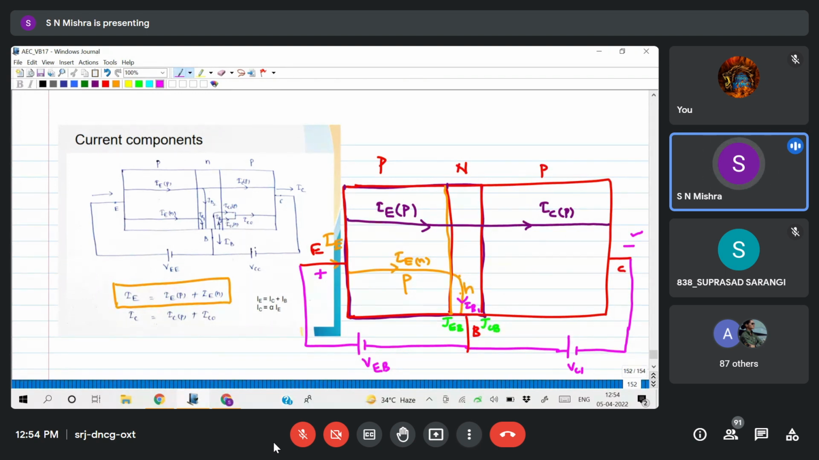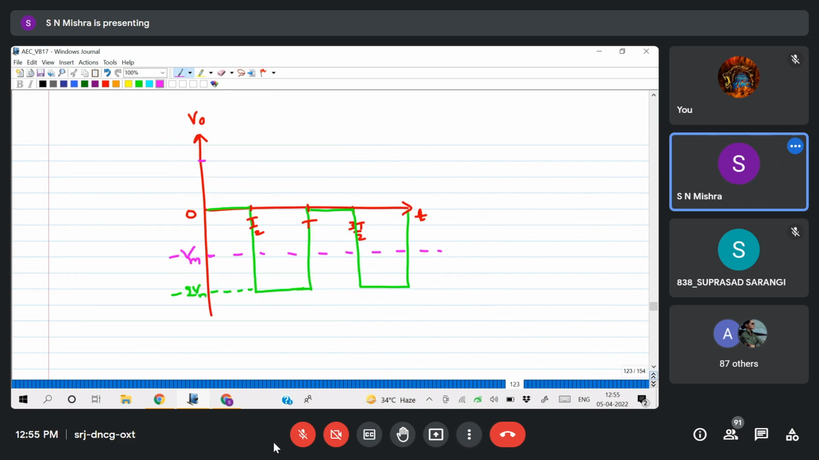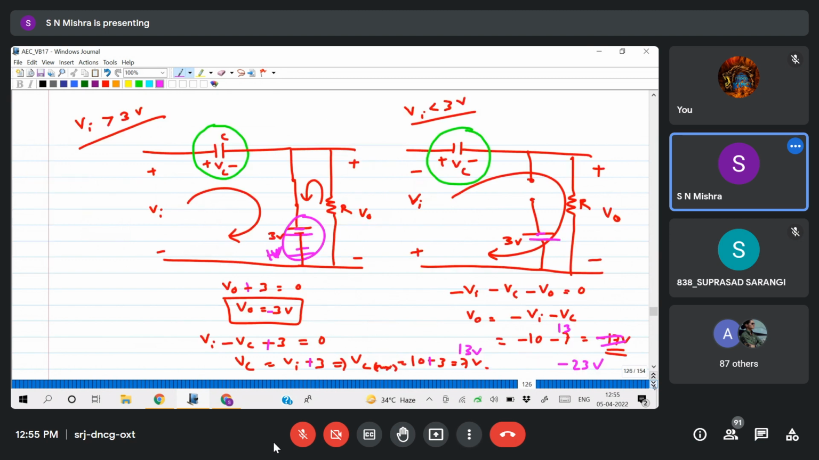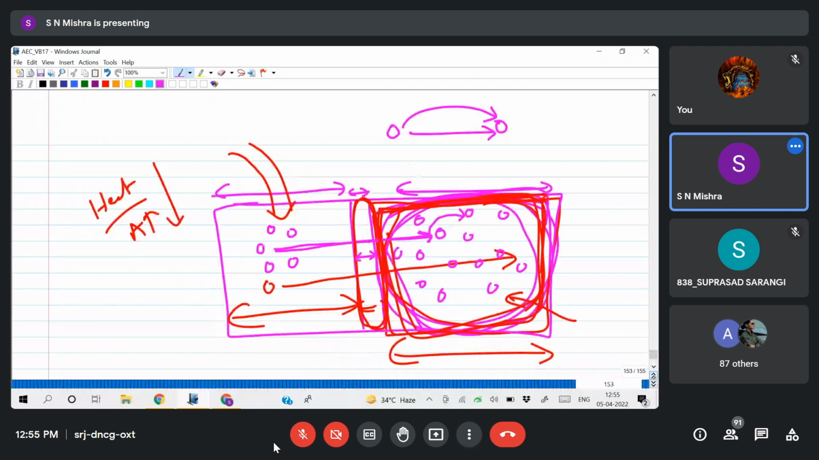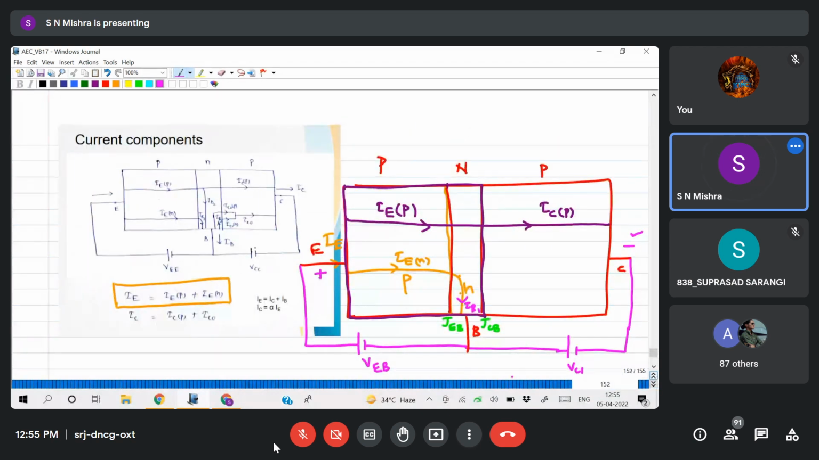Now come to the previous case. When holes are moving, as I told you, 100 holes are moving from the emitter, then 2 holes reach the base and recombine, and 98 holes reach the collector side. Now the two holes which combine here in the base region will constitute some current, and that current, let us take as IB2.